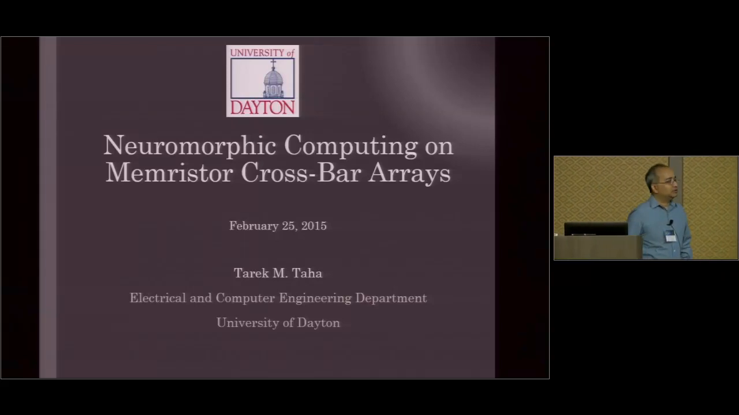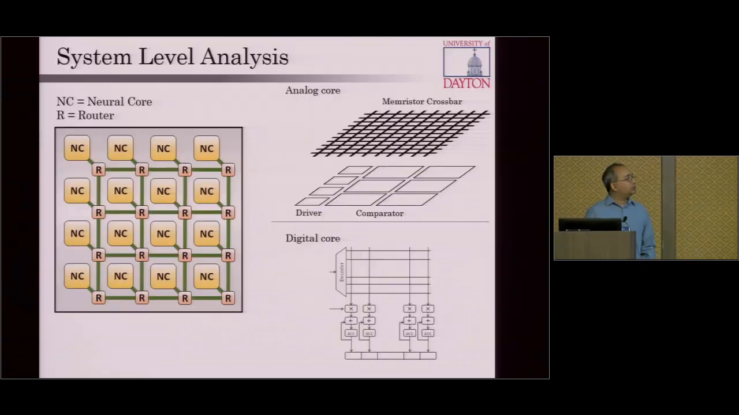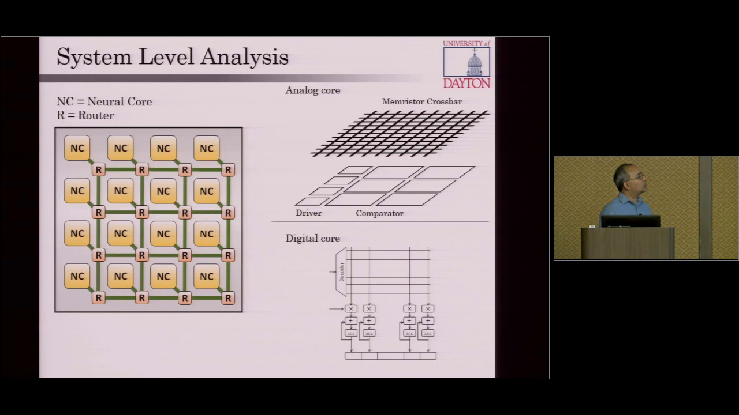So I'd like to talk about some research we've been doing on neuromorphic computing architectures. We've been looking at two primary types of architectures. One of them is a digital one, and the other is memristor-based. Both of them are tiled in a system like this, where we have one crossbar, essentially, in one core, and all these cores connected together through an on-chip routing network.